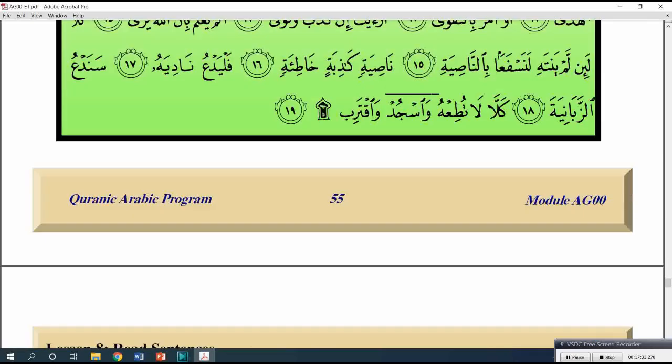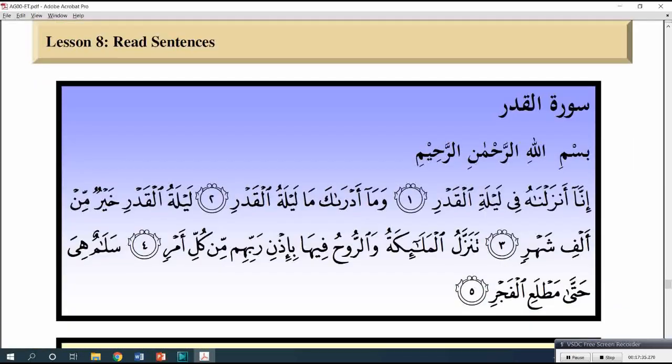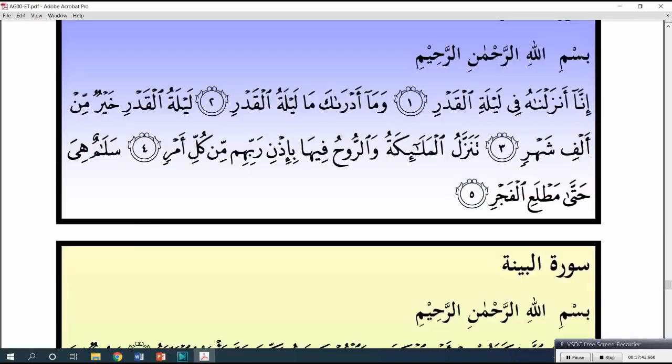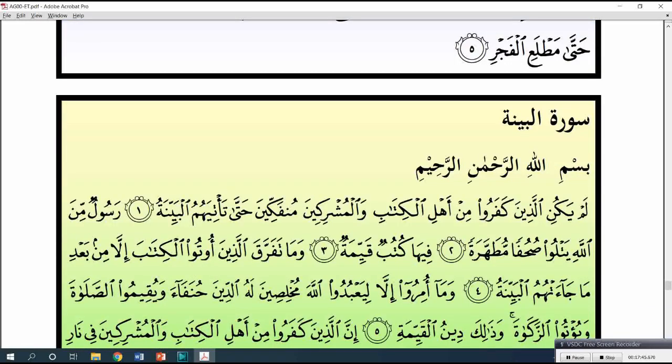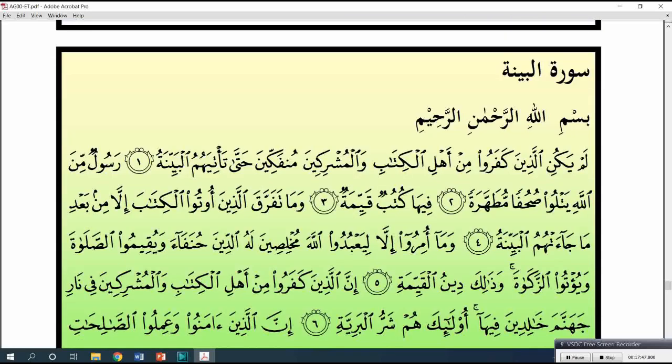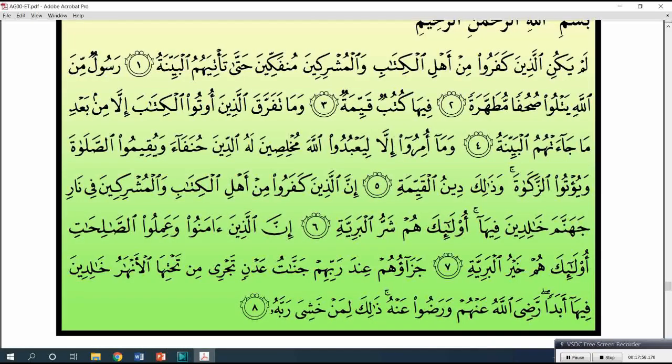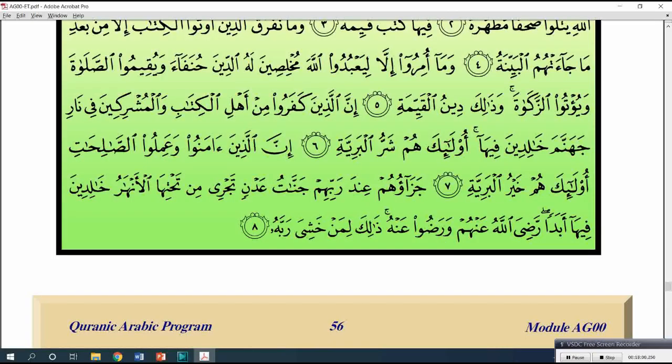Now you pronounce in your own way. Surah Al-Qadr will be like this. Bismillah ar-Rahman ar-Rahim. Inna anzalnahu fi laylatil qadr. Then Surah Al-Bayyinah. Bismillah ar-Rahman ar-Rahim. Lam yakunil ladhina kafaru min ahlil kitabi wal-mushrikina munfakkina hatta ta'tiyahumul bayyinah. So please, you have to speak the whole surah in that way.